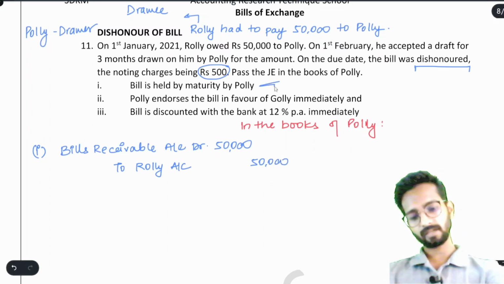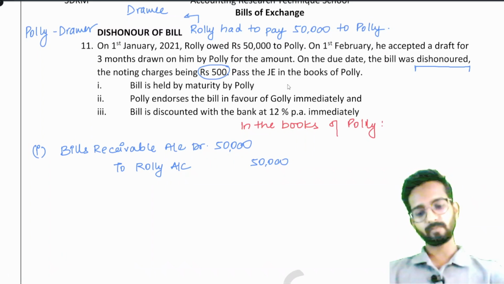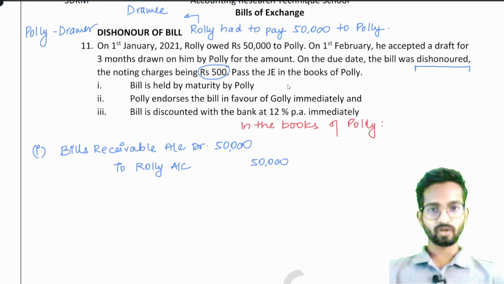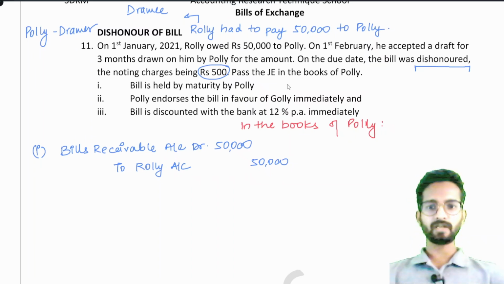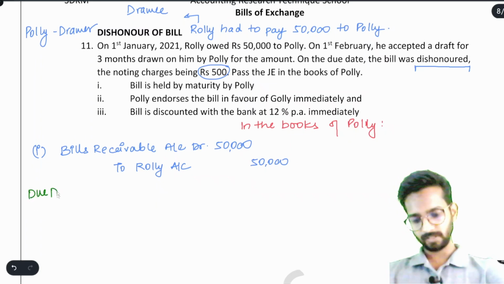After that, what are they saying? Bill is held by maturity by Polly. It means Polly did not endorse the bill, Polly did not discount the bill, Polly did not send the bill for collection. Polly has the bill till the due date. So on the due date, what is happening?